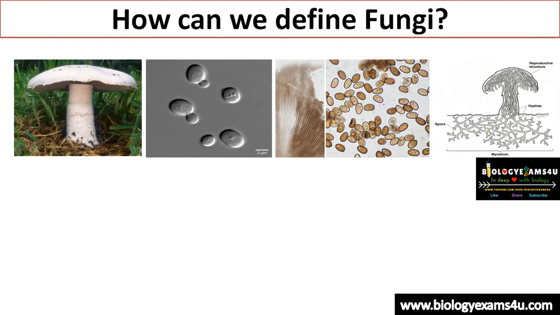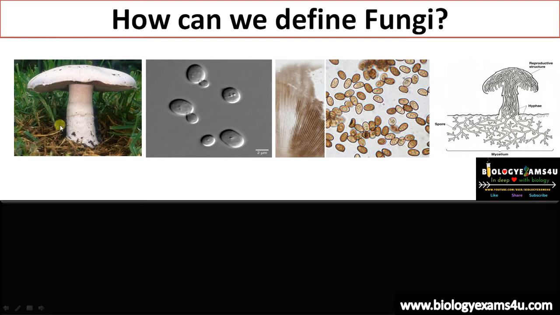Let's begin. How can we define fungus? It's a special group of organisms that is totally different from plants and animals. Previously we included this group under plants. Now we know that it is a separate kingdom. So this is the familiar fungus Agaricus. This is yeast. So these are the spores.